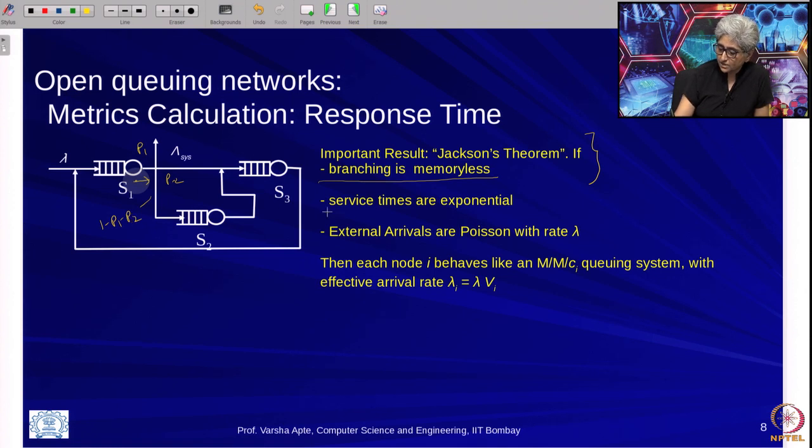The other assumption is that service times are exponential. And external arrivals have to be Poisson with rate lambda. So why are these assumptions needed? It is for all the mathematical proofs to work out. As usual, we are not going to be doing proofs in this class. I am just stating these, but they are important because sometimes this may not be realistic.